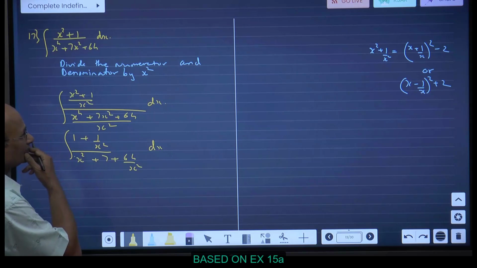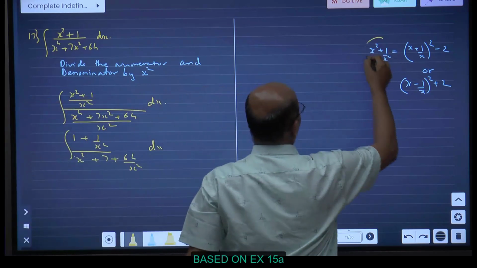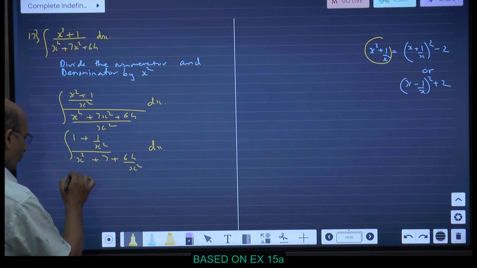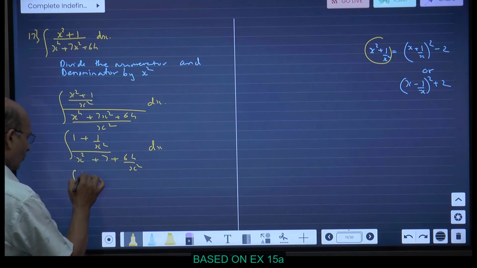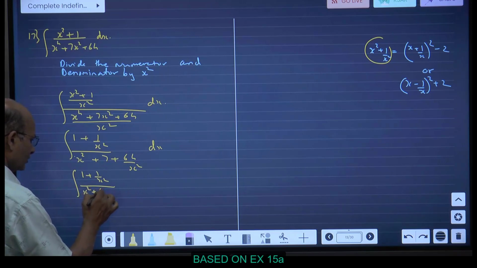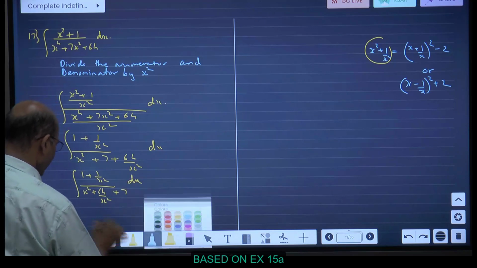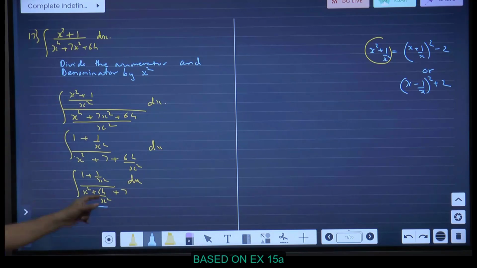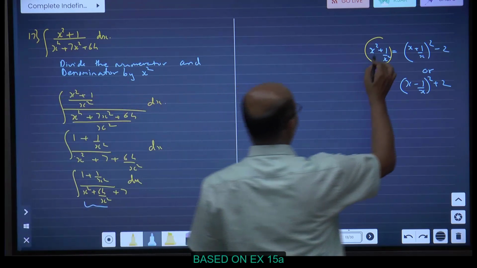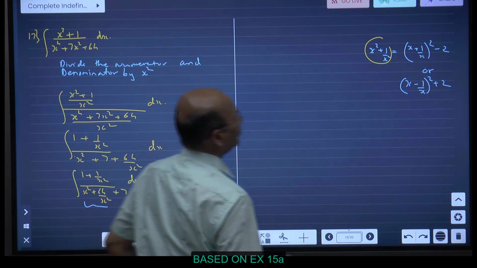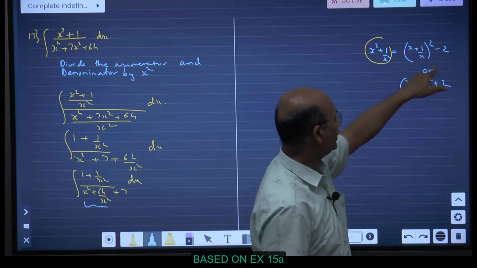Look at this pattern. Now x square plus 1 upon x square. For the time being, you take the 7 this side. So what happens now? This will become 1 plus 1 upon x square, and this is nothing but x square plus 64 upon x square plus 7. Now see this term, x square plus 1 upon x square. Now I want this to be the net result.